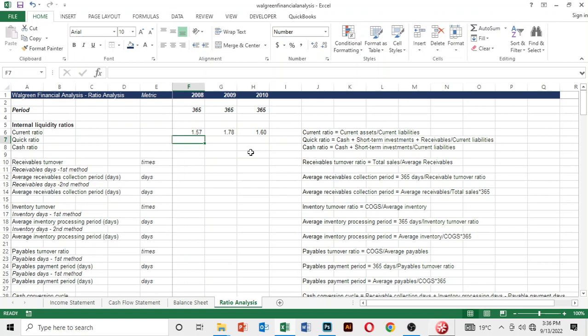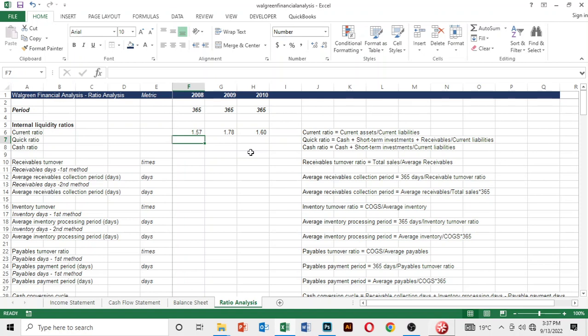Then let's proceed to the quick ratio. The quick ratio is also known as the acid test ratio. In this ratio we remove inventory from the current assets, and sometimes we remove other items that may be deemed as portions of long-term fixed assets. For the purpose of this tutorial, we are going to make use of cash, short-term investments and receivables to compute the quick ratio. So let's do that.